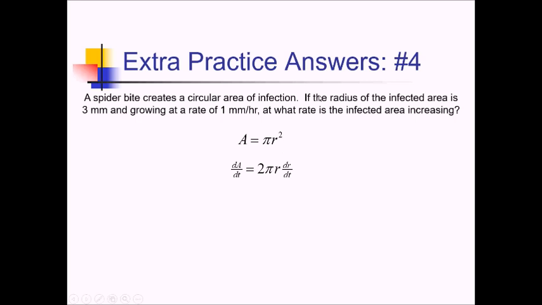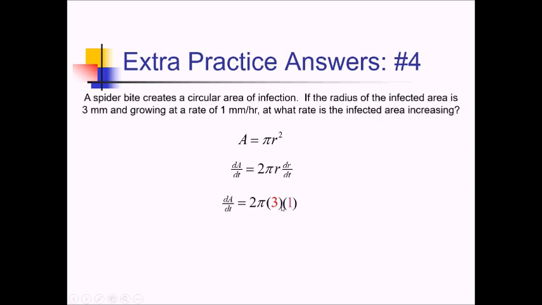So they said the radius of the infected area is 3 millimeters. So this is our instant value of radius, 3. And then growing at a rate of 1 millimeter per hour, this is dr over dt that they're giving us, this 1 millimeter per hour, so that's 1.